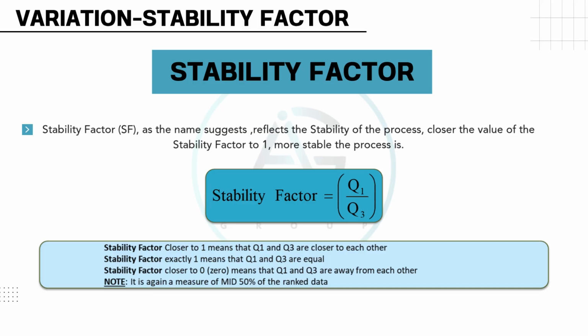Stability factor closer to 1 means that Q1 and Q3 are closer to each other. Stability factor exactly 1 means that Q1 is equal to Q3. Stability factor closer to 0 means that Q1 and Q3 are away from each other. Note it is again a measure of the mid 50% of the ranked data.